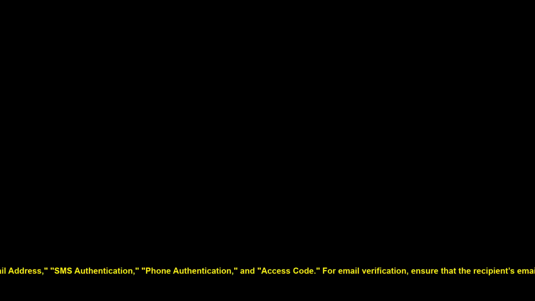If you select SMS authentication, ensure the recipient's phone number is accurate and capable of receiving texts. For phone authentication, the recipient will receive a call to verify their identity. You can also choose to send an access code, which the recipient must enter to gain access to the document. After selecting your authentication methods, save your changes to finalize the settings.